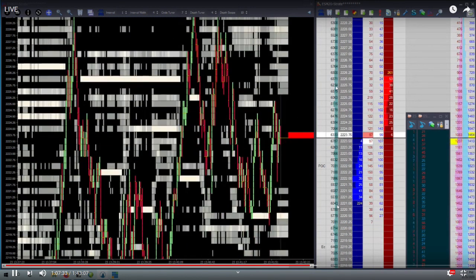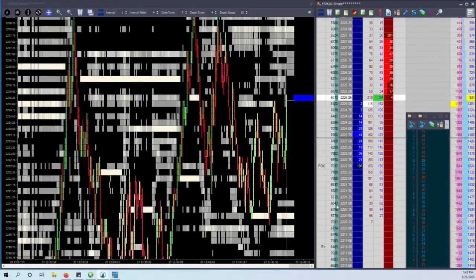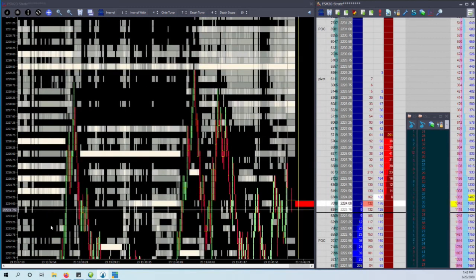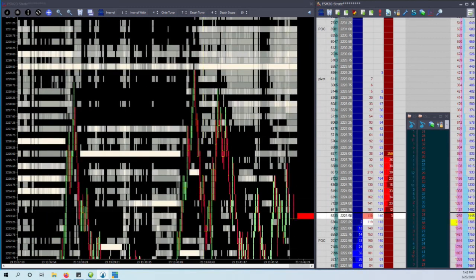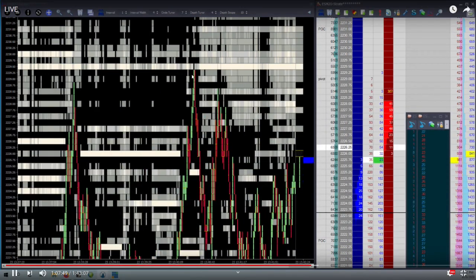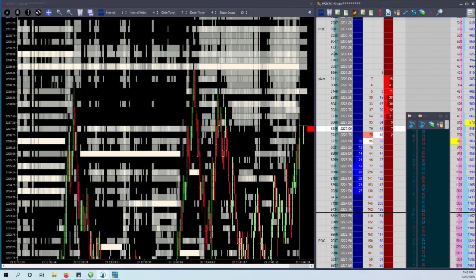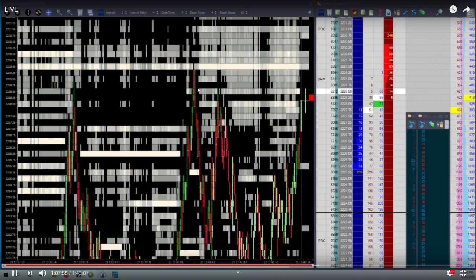Ooh, it looks like it happens to be a point of control. Not having the profile to reference things kind of makes this not as clear. Some of these referenced areas, let's see where it goes. Because this is where I lost that one trade.